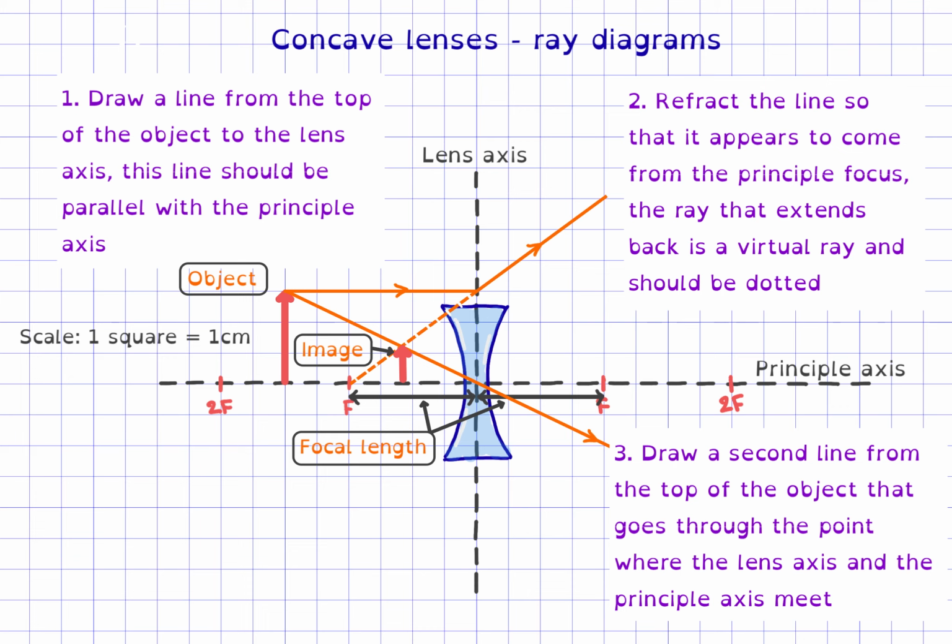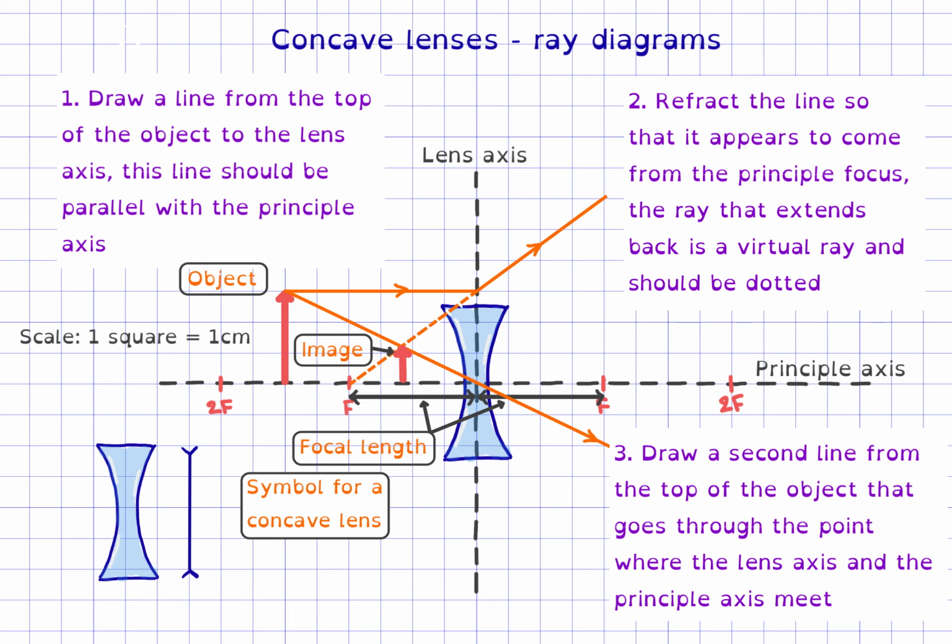You also may not actually get a picture of the lens on the diagram. It may be the symbol for the concave lens. And the symbol for a concave lens is a line with arrows on either side of the line, but the arrows are pointing inwards, not outwards.